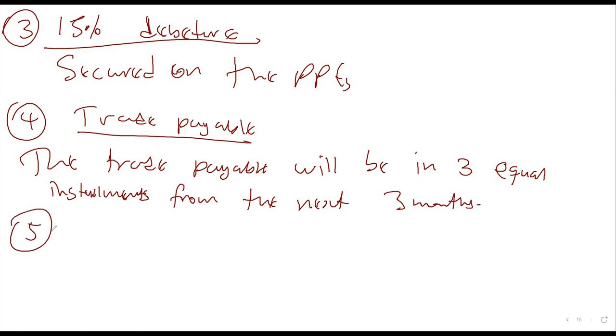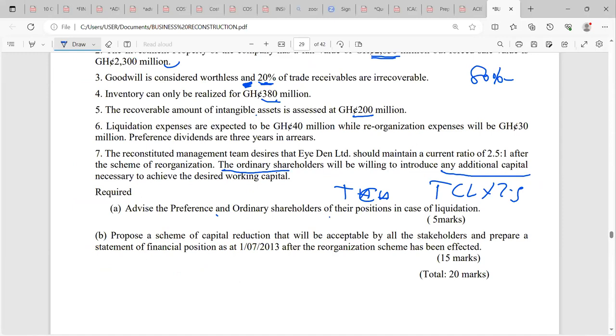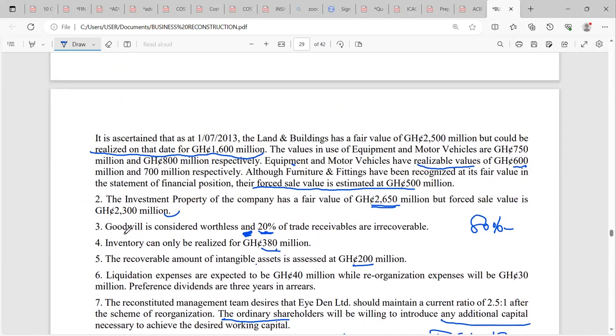Number 5, the bank overdraft, and the rest, all the items one after the other. Accrued expenses, tell the examiner will be paid. Goodwill written off. Some of the notes you can copy from the question. Let me show you the notes you can copy. So number 6, come and copy these notes. Goodwill will be written off.